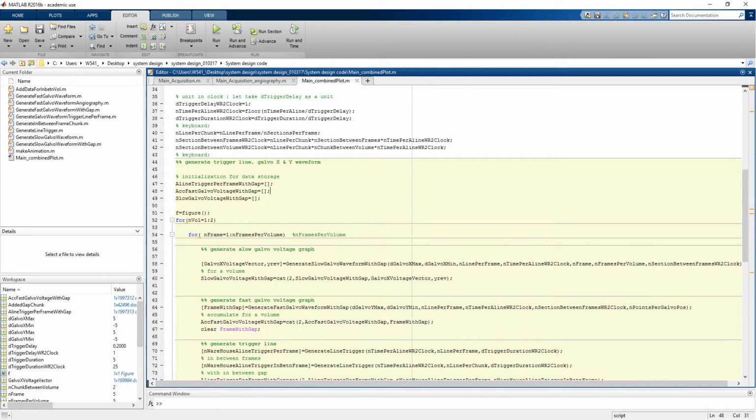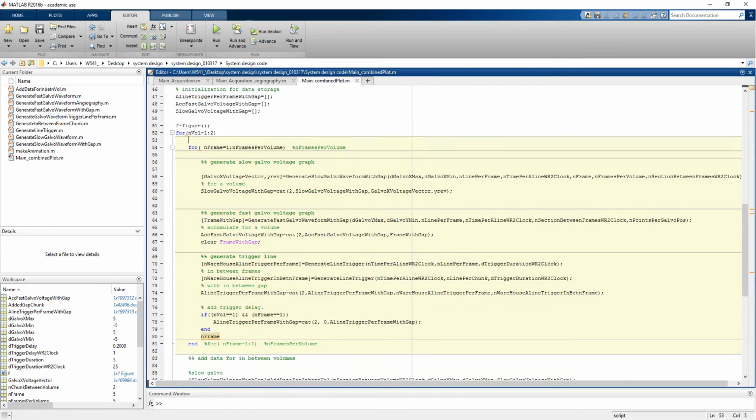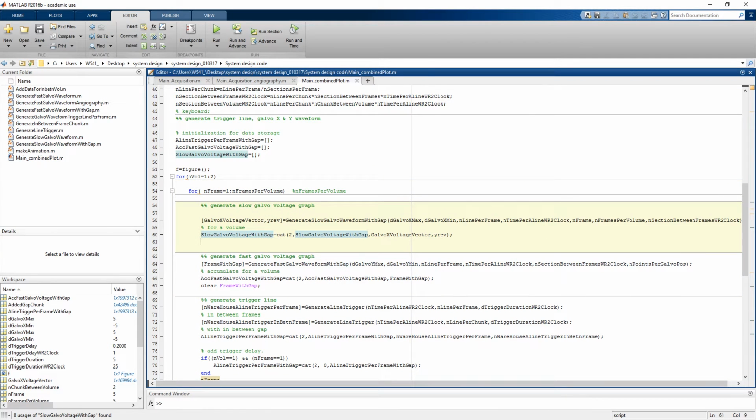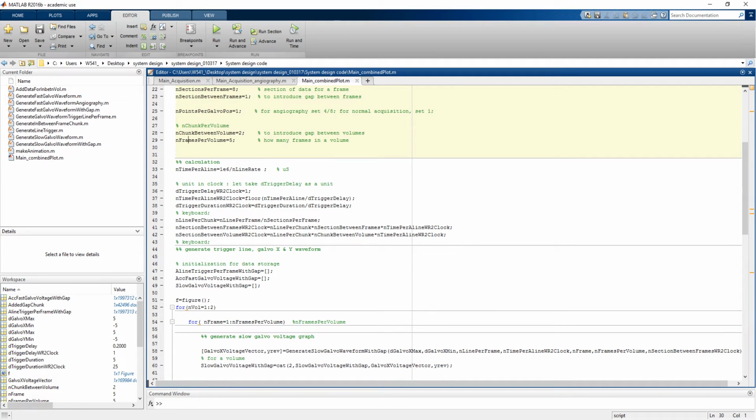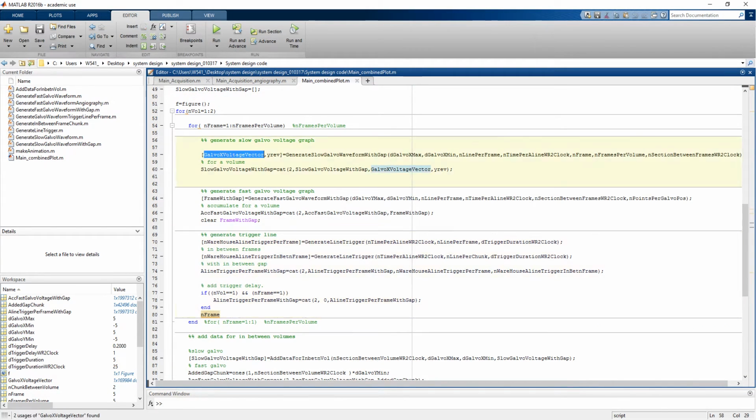The simulation I did is for two consecutive volumes, and we'll see how things go for two consecutive volumes. Frames per volume we set as 5. So how can we generate the graph? First, generate the slow galvo axis waveform. These are the parameters that you need.